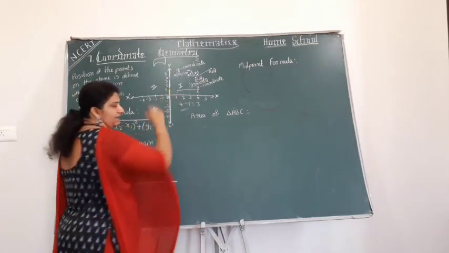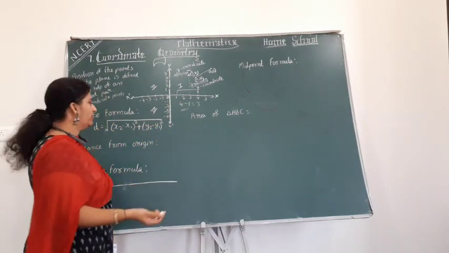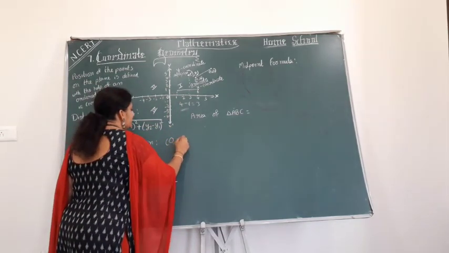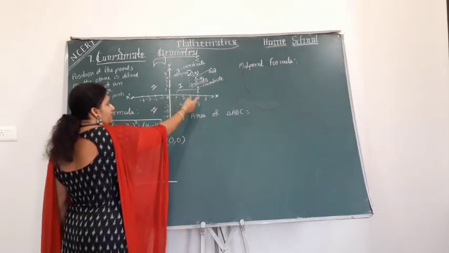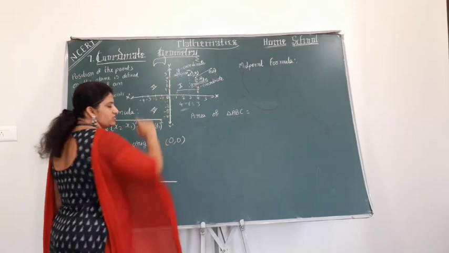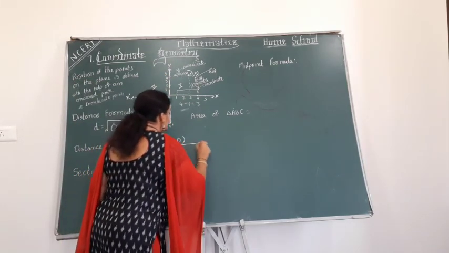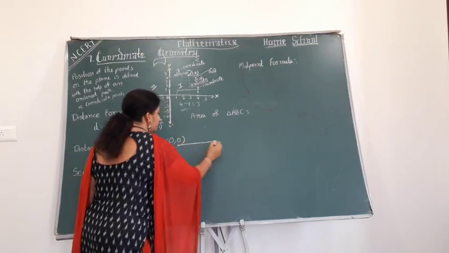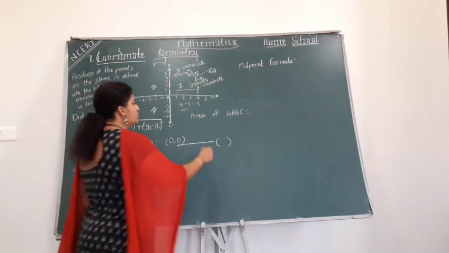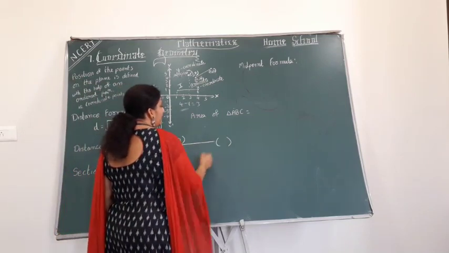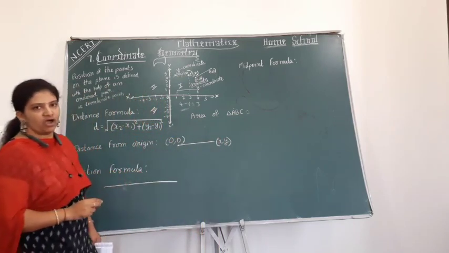From the center. So one coordinate they won't give, and that coordinate is none other than (0, 0). The origin coordinates will be 0 on the x-axis and 0 on the y-axis: (0, 0). Now, the distance from this origin to any point on a Cartesian plane. Any point, I may take it as (x, y). What is the distance from the origin?